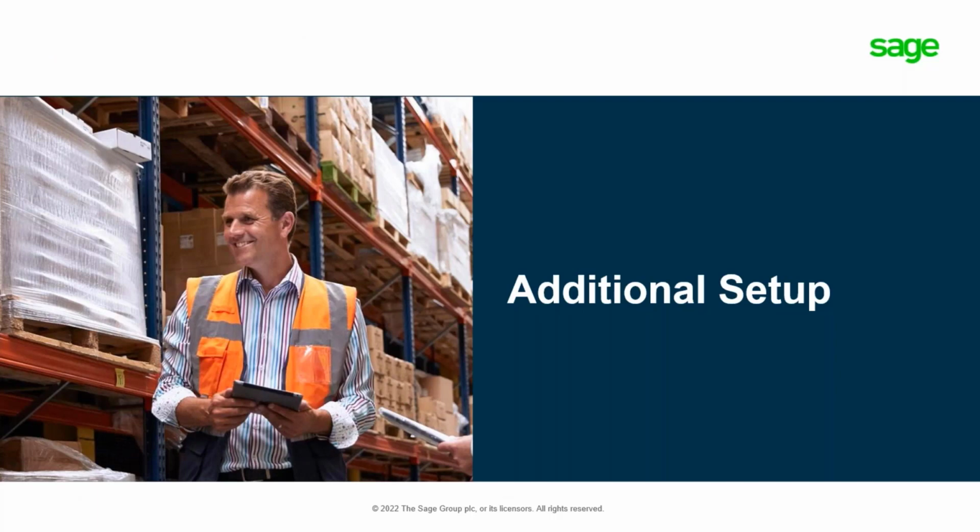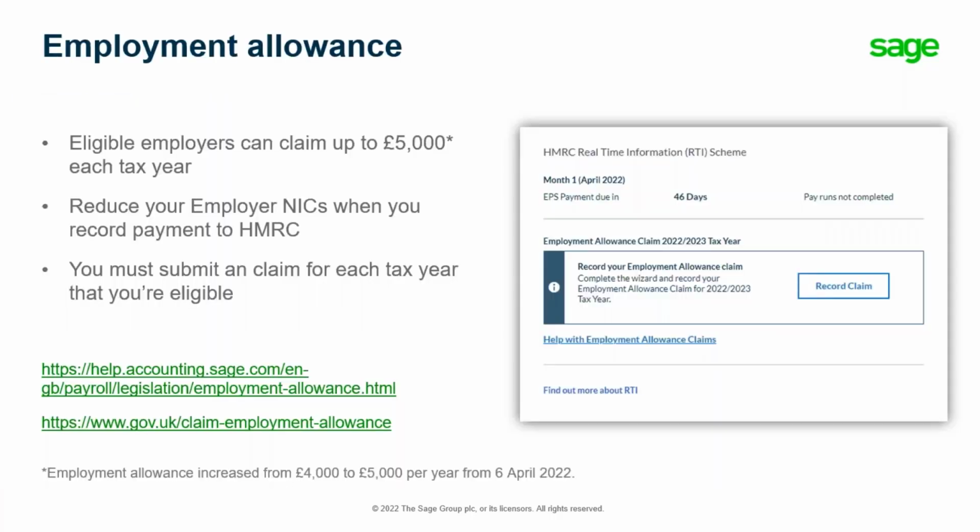So with pensions done, it's just a few additional setup steps that I'd like to run you through. And then, as I say, we should have some time at the end to pick up any of your final questions. So first thing I'll mention, an additional setup is the employment allowance. So this is a government scheme where eligible employers can claim back now up to £5,000 each tax year by reducing their employer national insurance contributions when paying HMRC.